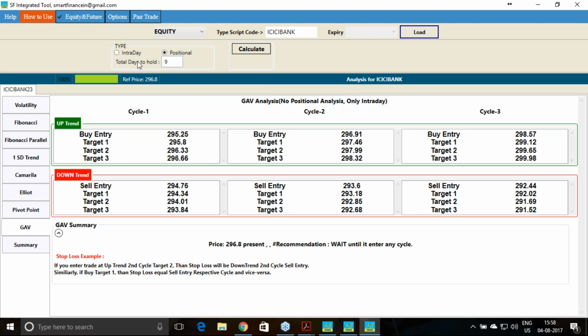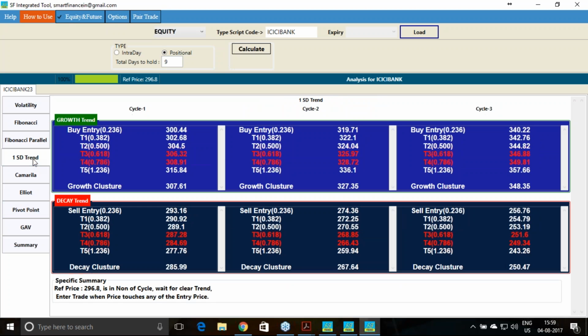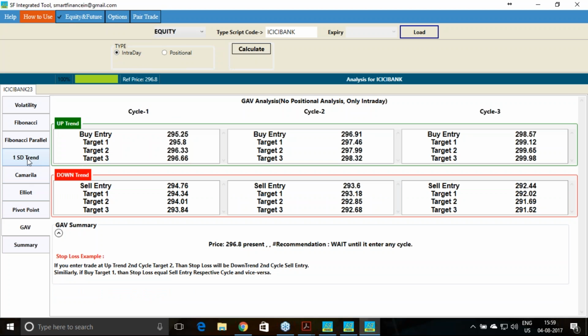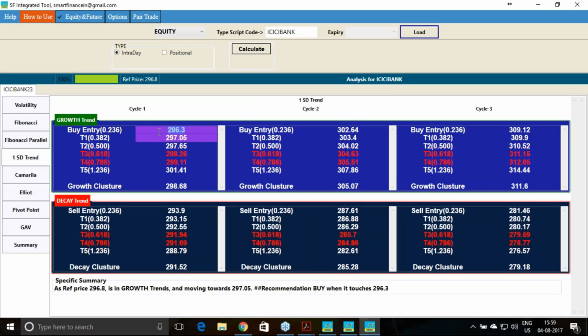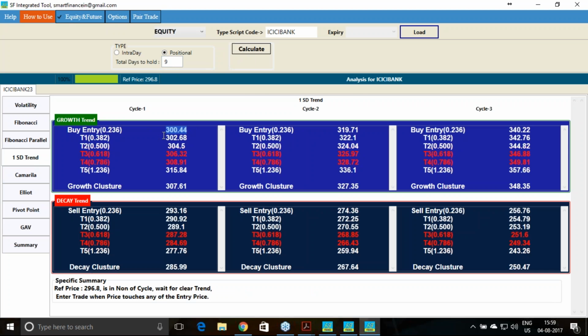Though I have chosen the positional and hit the calculate button, this GAV analysis will be loaded by default, because this is just a screen, so you need to just migrate to another screen, whichever study you want. Suppose you want the one standard deviation study, this is the positional analysis. If you go for intraday analysis, one standard deviation is different, 296 it is telling. Once you are going for a positional analysis of 9 days, here one standard deviation study is different.